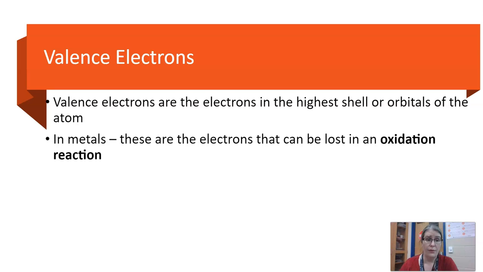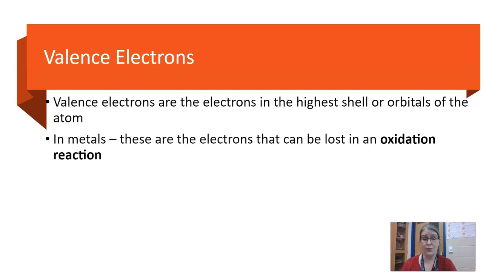So 2 very important concepts to remember here are that metals are elements which will lose electrons. So the valence electrons in metals are the electrons that are lost in what's called an oxidation. Those electrons can't just disappear. They have mass. They must be conserved.